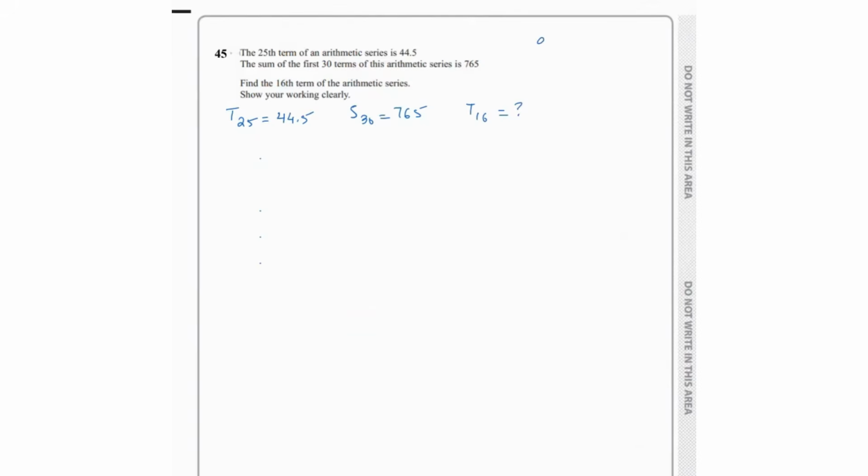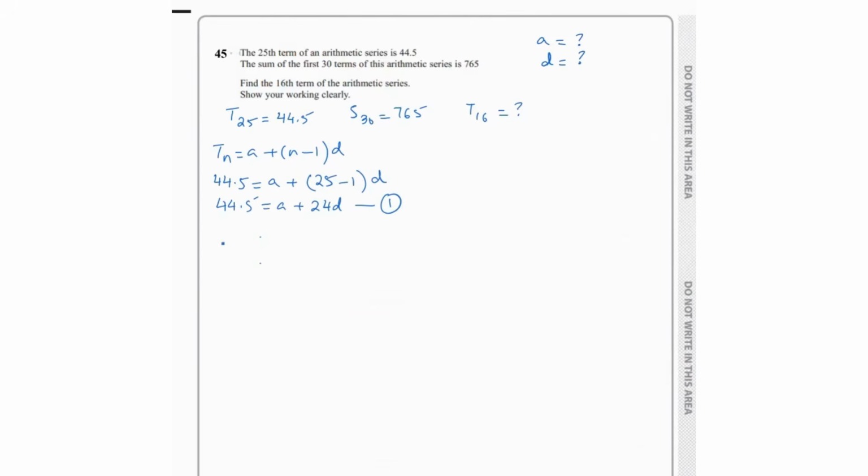So first term is unknown, common difference is unknown. We have to find these as well. So Tn is a plus n minus 1 times d. That is your nth term equation. Tn is 44.5. A is unknown. N is going to be 25 because we're talking about the 25th term. And d is an unknown. Expand the brackets. This is your first equation.